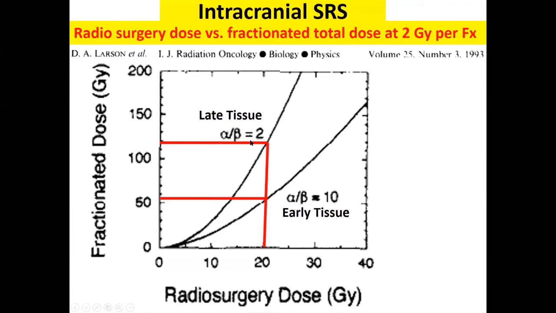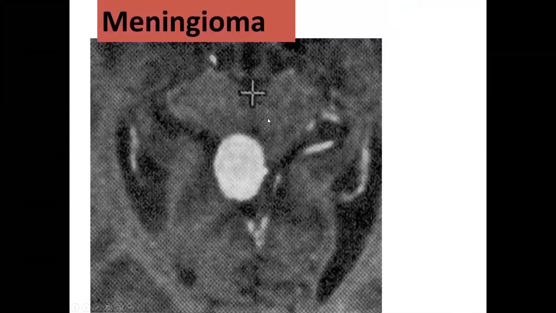For late reacting tissue, it will be 100 gray in 2 gray per fraction. So we can say EQD2 of 250 for early reacting tissue, EQD2 of 100 for late reacting tissue. So just keep this graph in mind while understanding the therapeutic advantage in intracranial SRS.